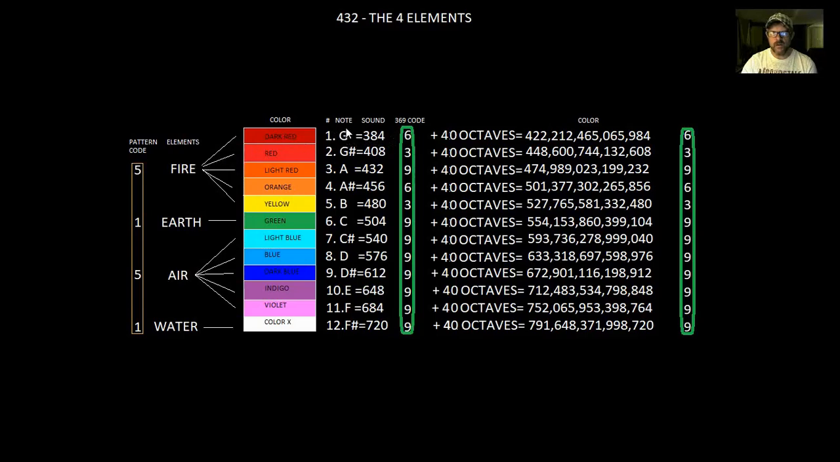So fire has these 5 tones in them. Earth is specifically included in the C504. Now, I am going to expand upon that and say that I think in my second or third video, I went over the harmonies.